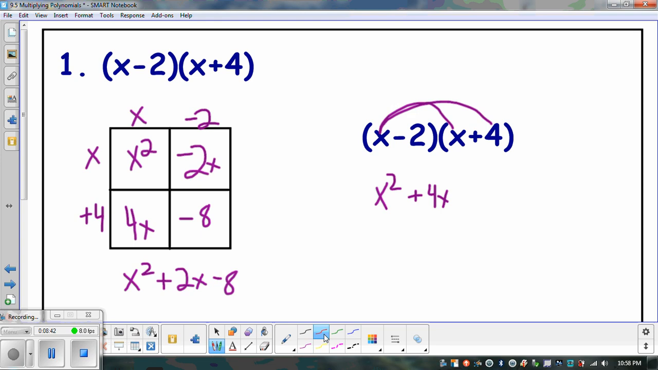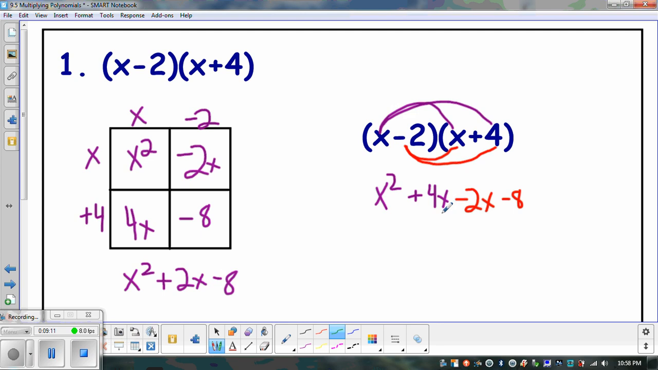I am now going to take that negative 2 in the first parentheses and distribute it to the two terms in the second parentheses. Remember, distribute means multiply. Negative 2 times x is negative 2x. We are now going to multiply the negative 2 times the positive 4. Negative 2 times 4 is negative 8. That is the L out of FOIL, the last term times the last term.